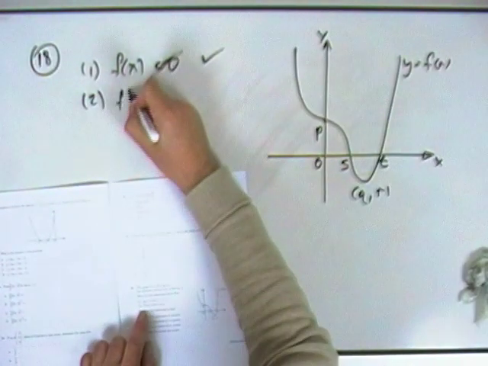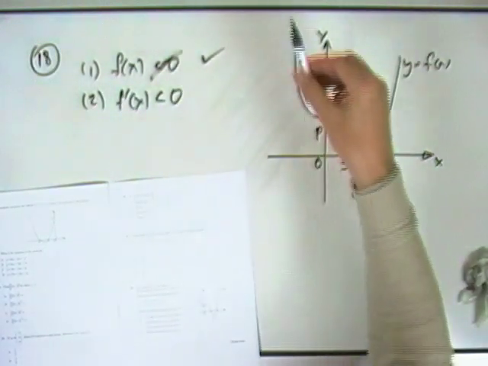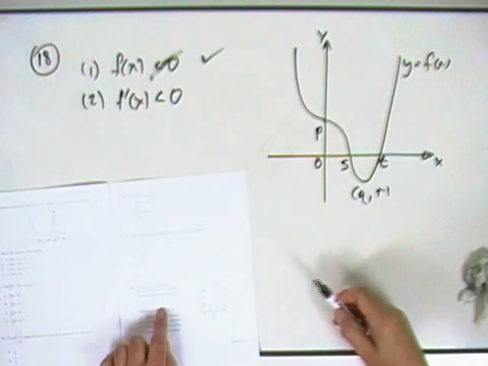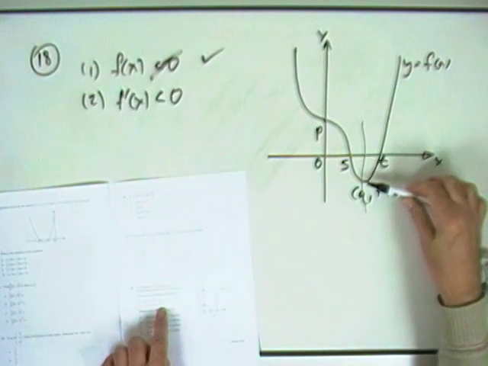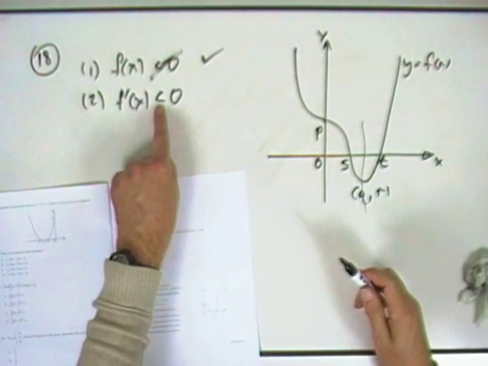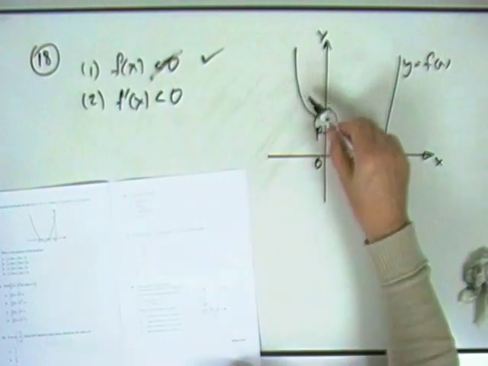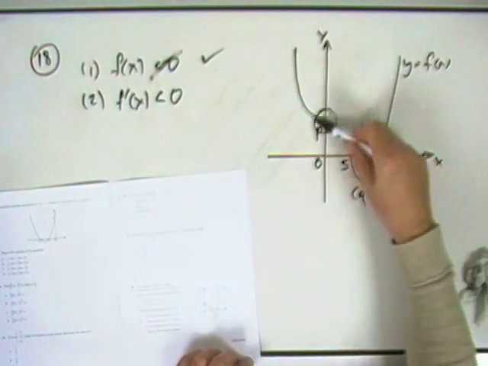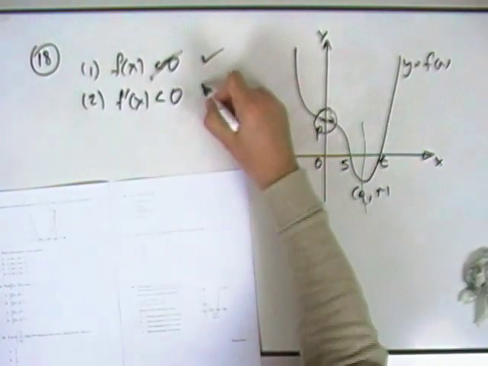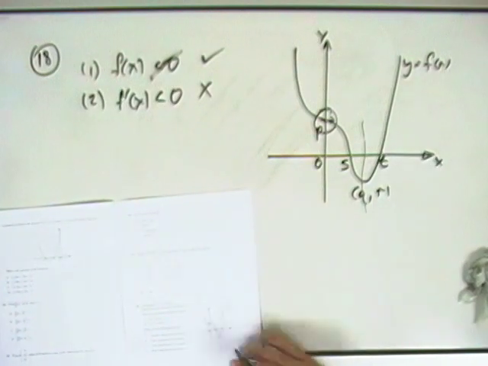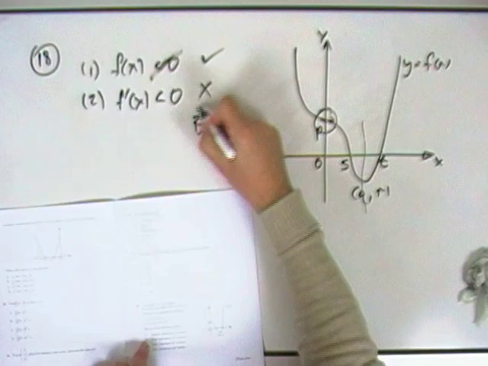Next bit. F dashed x is less than 0. That means the gradient, so it's heading downwards. It says it's heading downwards for x less than q. That splits it there. For x less than q. You're tempted to say yes, but no. It doesn't say less than or equal to 0. It says less than 0. But there's a discrepancy here. That's a stationary point, a falling point of inflection. It's momentarily equal to 0 there. So strictly speaking, that's false. Which means that the answer to that is 1 only, which is B.